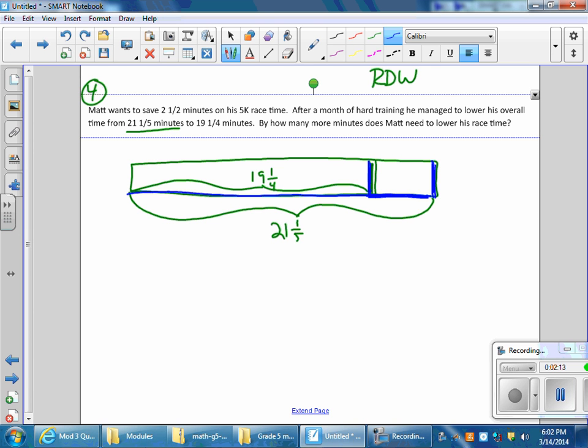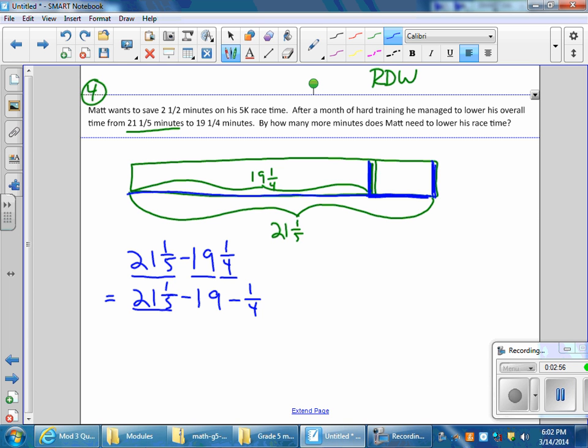How do I find that? Well, it's difference. It's the difference between the 21 and 1/5 and the 19 and 1/4. Okay, so my first step will be to subtract those two numbers. I'm going to take 21 and 1/5 minus 19 and then minus 1/4. Let me separate that. Even though some of you can do it without separation, I want to separate it so I can understand it clearly.